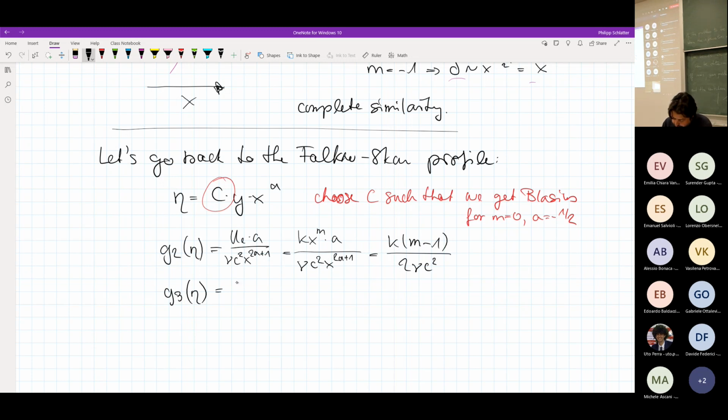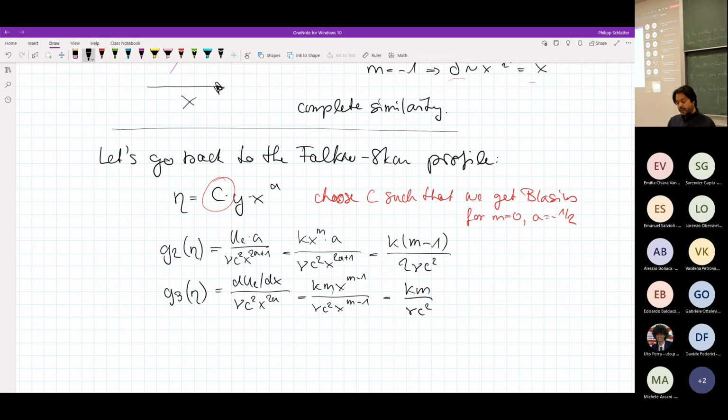And for G3, I can do the same thing. I just write in everything I know. This was the original definition, where we have mu c squared x to the 2a. If I again introduce the case from before, I get k to m x to the n minus 1 here, and down here I get mu c squared x to the n minus 1. Of course, also here the x to the n minus 1 will disappear, as it has to. What we get at the end is k times m divided by mu c squared. So this is G2 and G3.